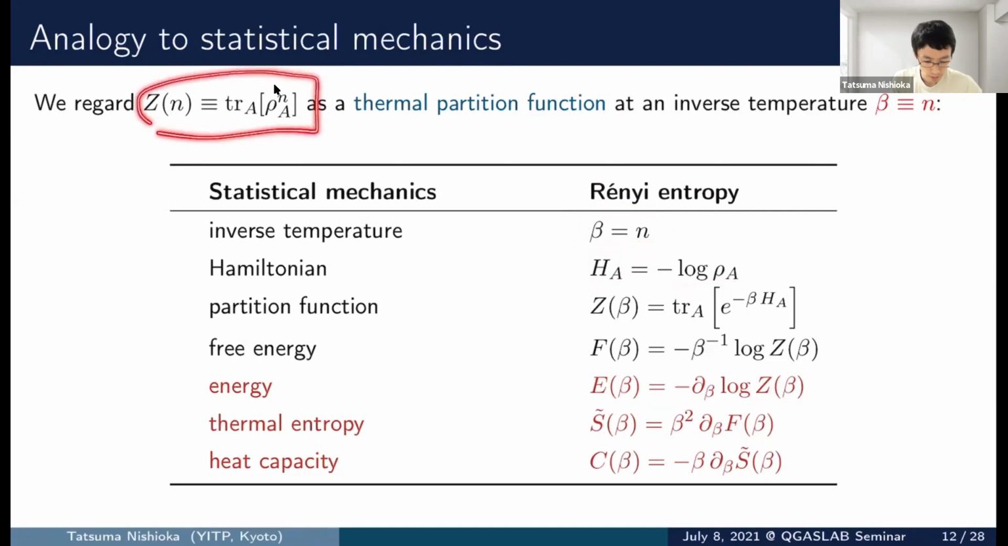Zn is a partition function on the n-fold cover, but it is defined as a trace of the nth power of rho A. Once you define the Hamiltonian in this way, this Zn can be written as a trace of e to the minus beta HA. So this is something like a Hamiltonian. Of course, in general, this HA is not local. Even if you start with a local system, like a spin chain with nearest neighbor interaction, once you take a partial trace with respect to the region B, HA is no longer local. But this is just a formal analogy. You can define some Hamiltonian describing your system.